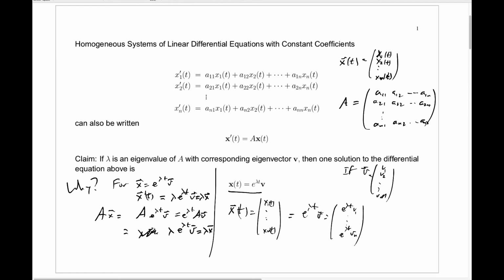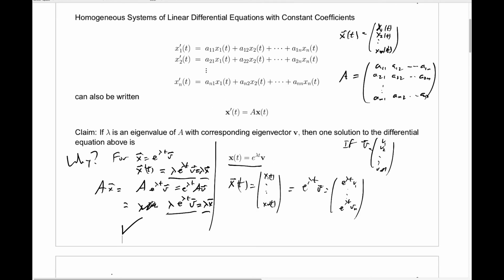So if x is e to the lambda t times v, x prime is this, Ax is this, which is the exact same thing, and thus this is a real solution. I'll just put a check here. That solution works. Now that tells you one solution.